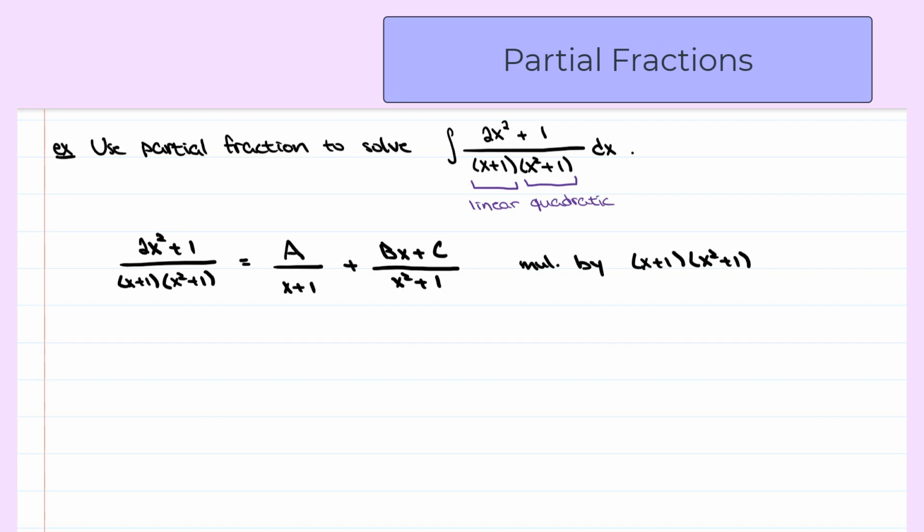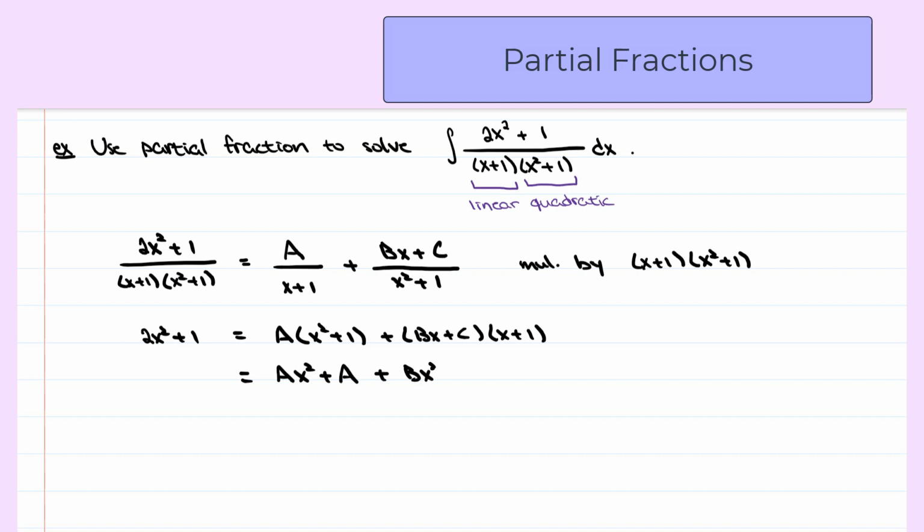The left-hand side equals 2x squared plus 1, and the right-hand side equals a times x squared plus 1, plus bx plus c times x plus 1. Now let's expand the right-hand side. Ax squared plus a, plus bx squared plus bx, plus cx plus c.